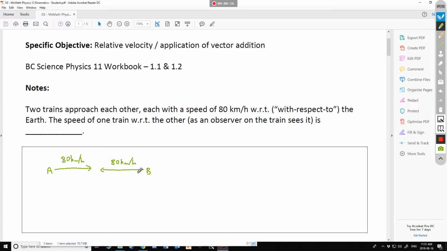So basically what it's asking for is how fast does A observe B to be approaching it, or how fast does B observe A to be approaching it. So if we want to look from A's perspective, think of it as if A was stationary. How fast is B coming towards it? B is coming towards it at a rate of 160 kilometers per hour.